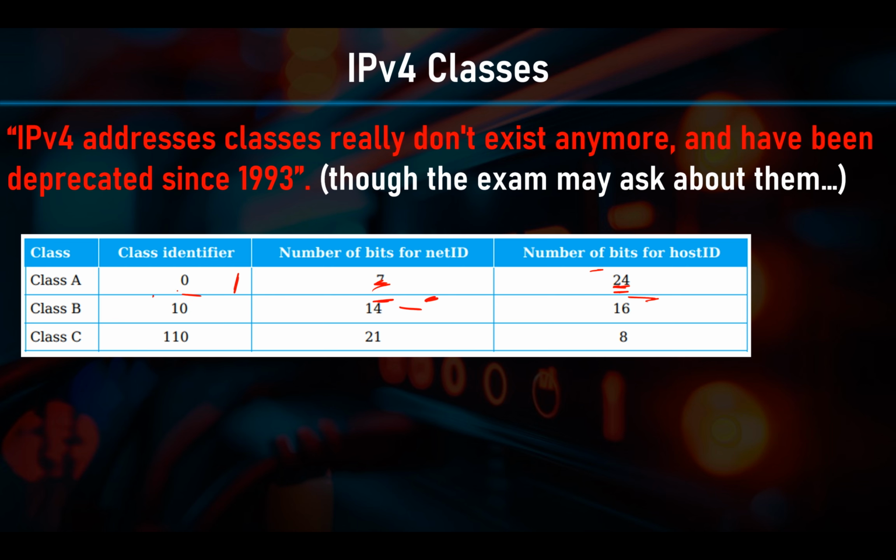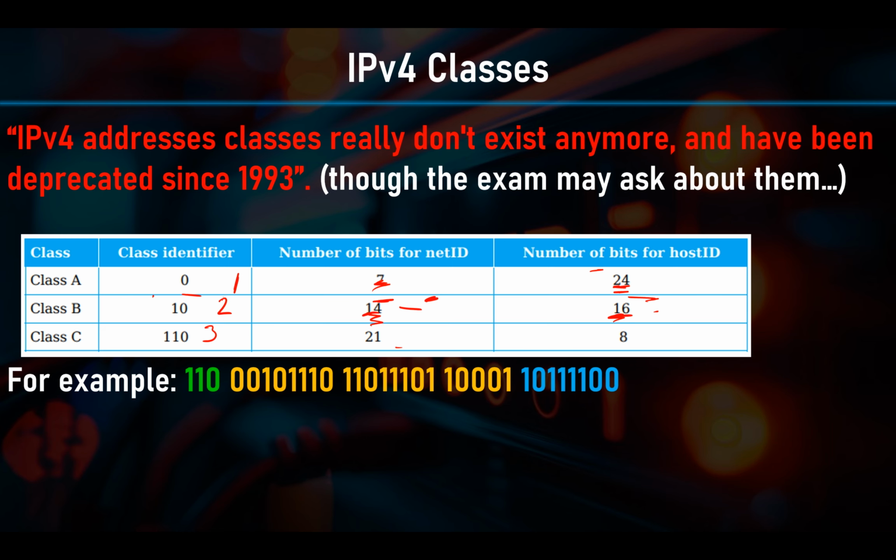Here, if we look at this one, so Class B, 10, that's going to use 2 bits. So 2 plus 14 plus 16, that's going to be 32. Likewise, Class C, 3 bits, plus 21, plus 8. Again, that's also going to be 32.